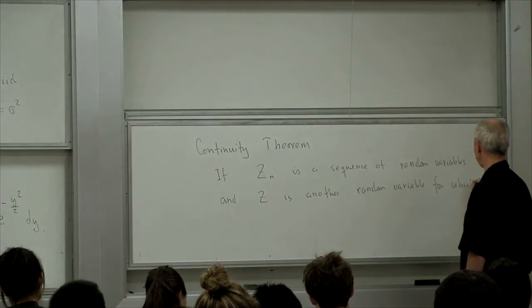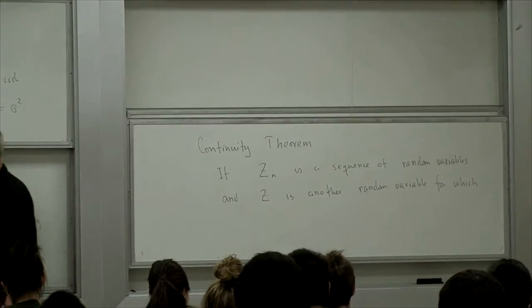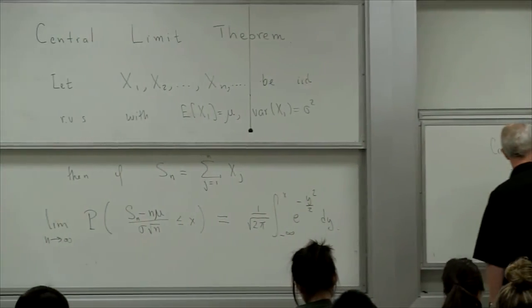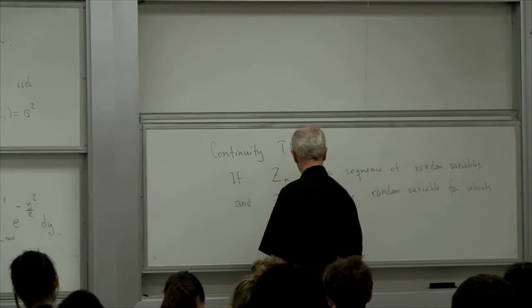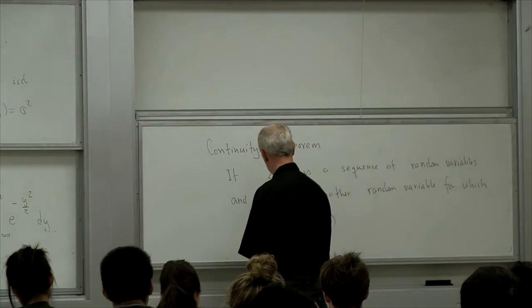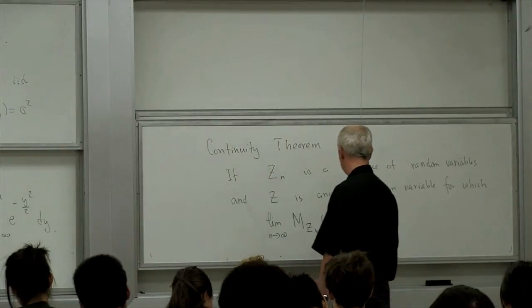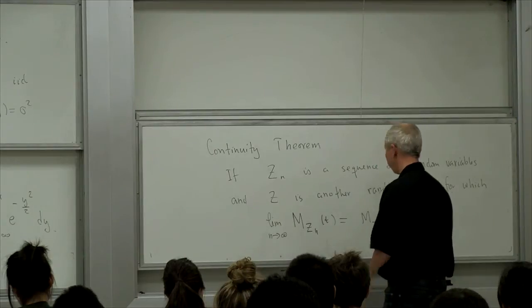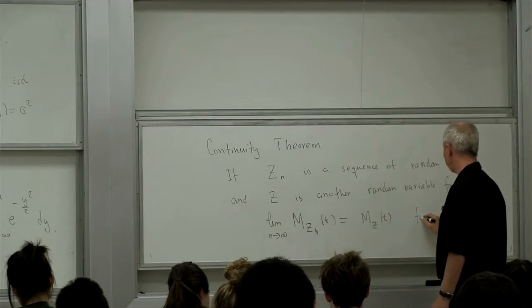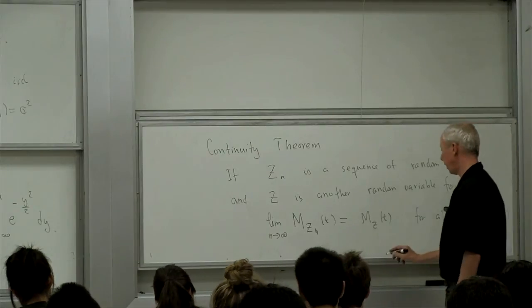So you have a sequence of random variables. Our Zn would be this guy. And Z is another random variable. And the moment generating functions for the Zn's converge to the moment generating function for Z for all t in some interval containing the origin.